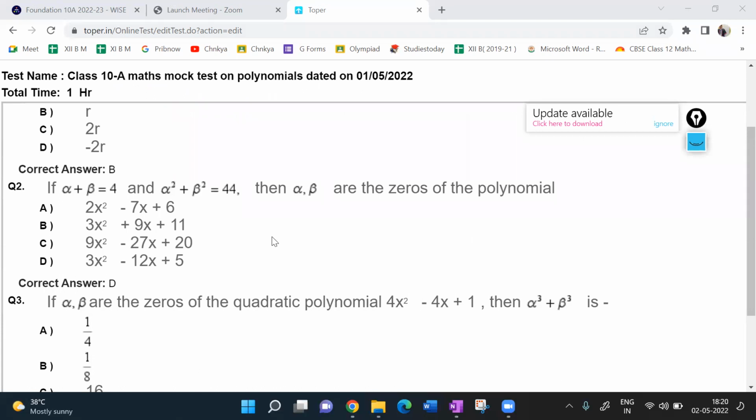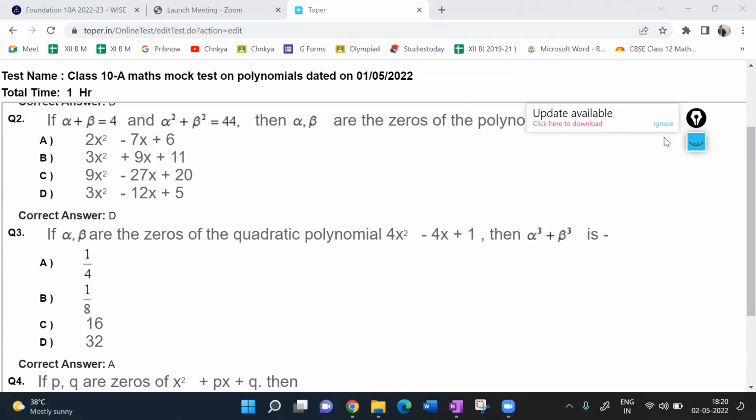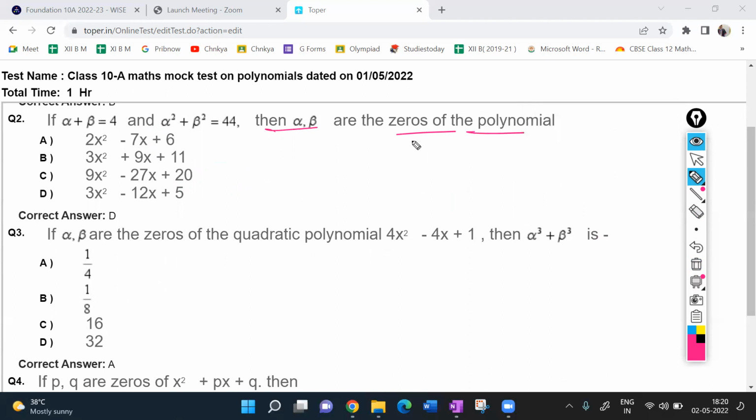Alpha plus beta is equal to 4, alpha square plus beta square is equal to 44, and alpha comma beta are the zeros of the polynomial. Alpha comma beta are the zeros of which polynomial? That is what the question is. Alpha square plus beta square can be written as what? Alpha plus beta whole square minus 2 alpha beta, isn't it?